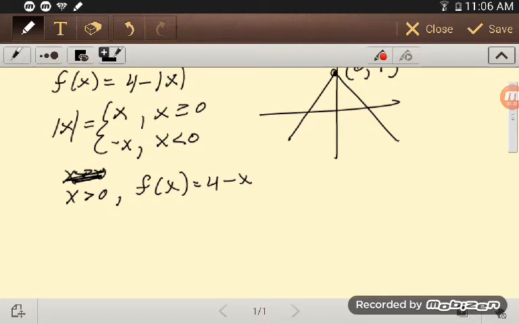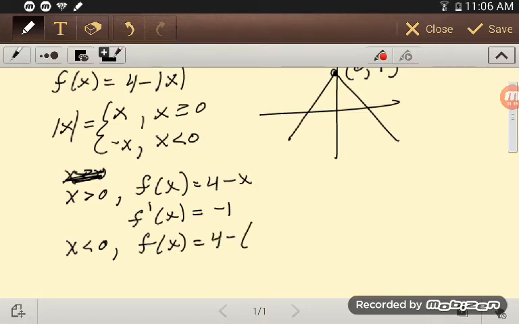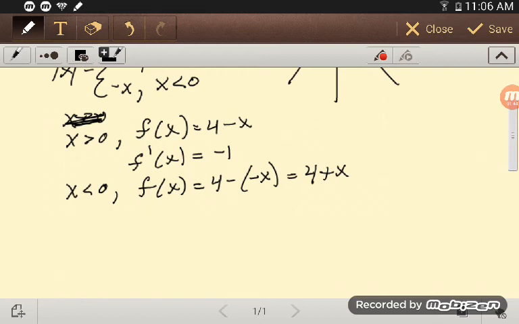And so when I take that derivative in this case, f prime of x is negative 1. Now, if x is less than 0, then we have that f of x is equal to 4 minus negative x, because that's what the absolute value is. And so that's 4 plus x. And so now, if I take the derivative for that case, I get 1.